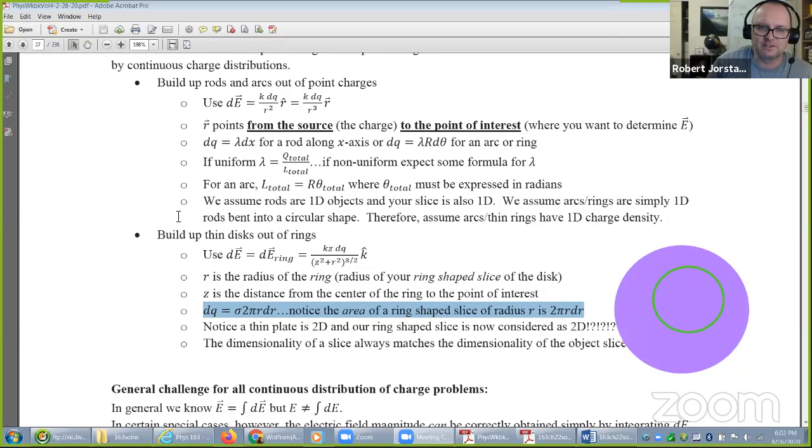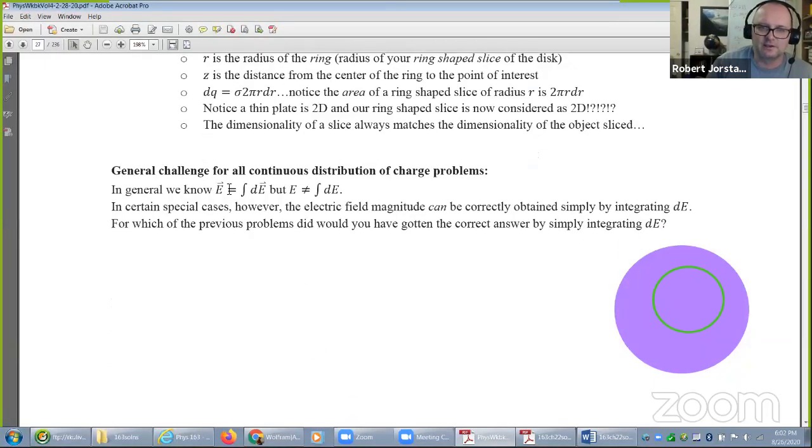But just know this is a summary here. And generally, we have to watch out for this. You could do the vector, but you can't do the magnitude. In certain special cases, it will work, but not always. And if you want, you could go back and look at them and see which ones would have worked.